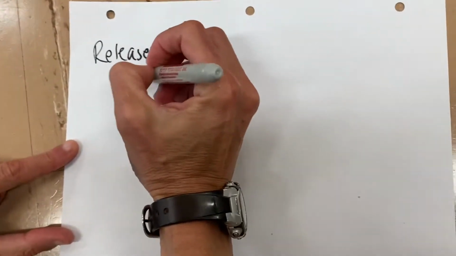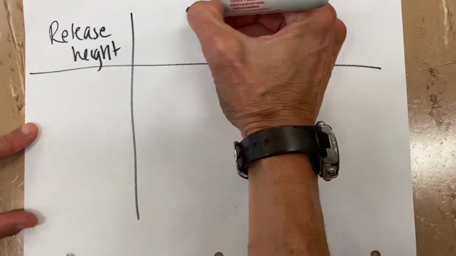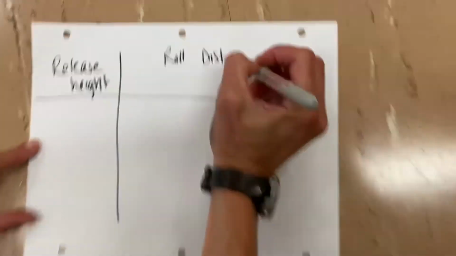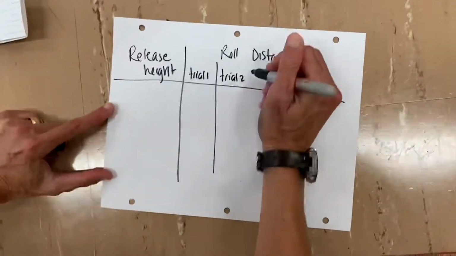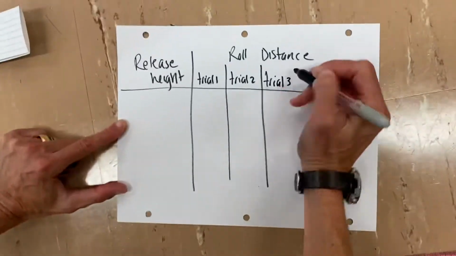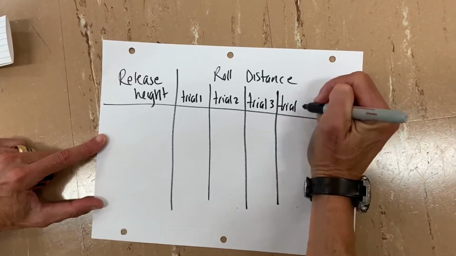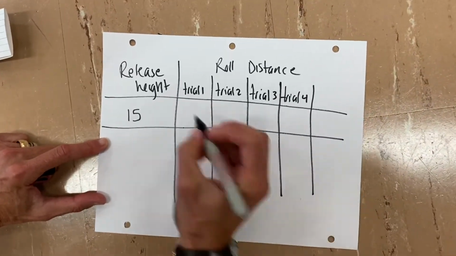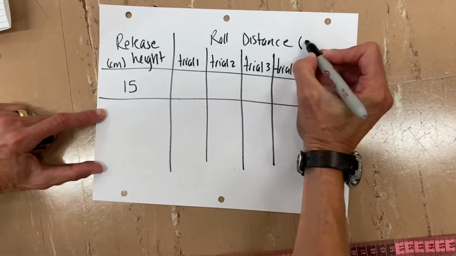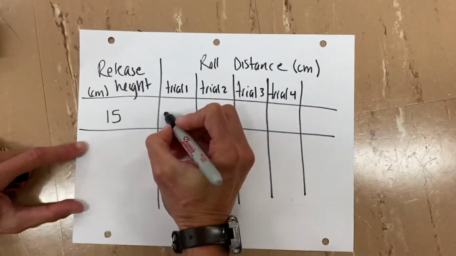As you collect data, you're going to generate a lot of numbers. So what you're going to want to do is to design a data table. A data table will have the release height on the far left, and then you'll have your roll distance on the right. And you'll make different columns for each of your trials, and you'll record what release height you used. And don't forget the units.